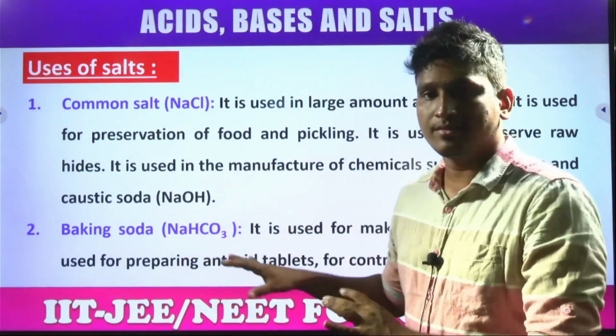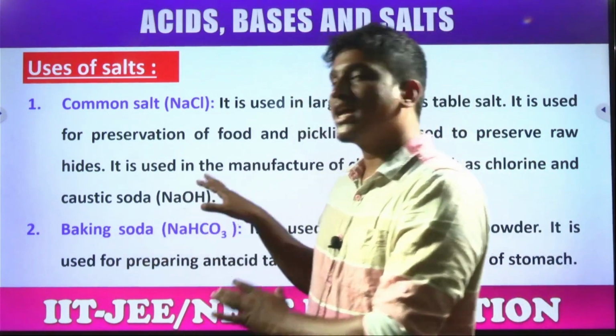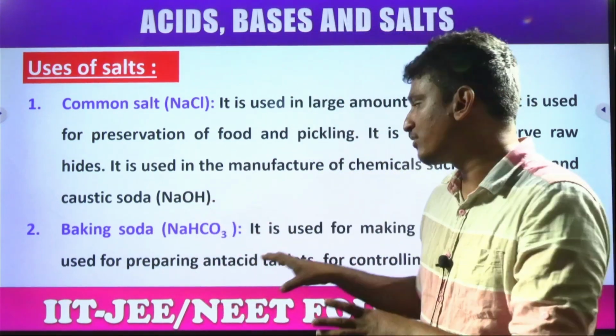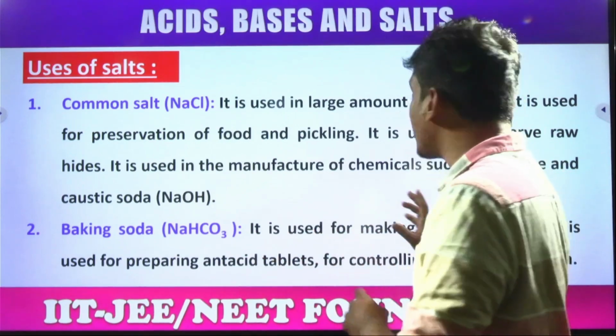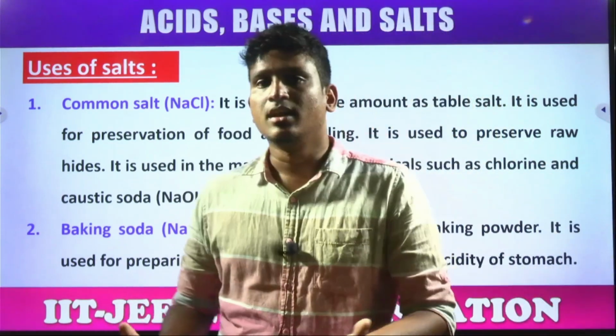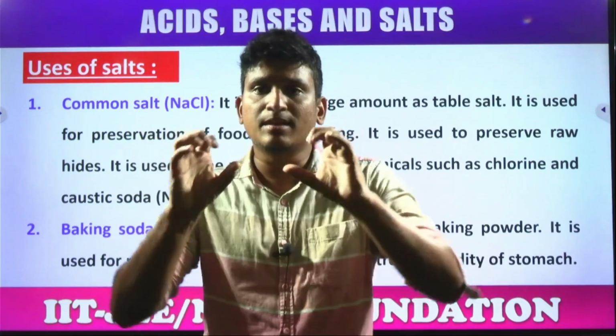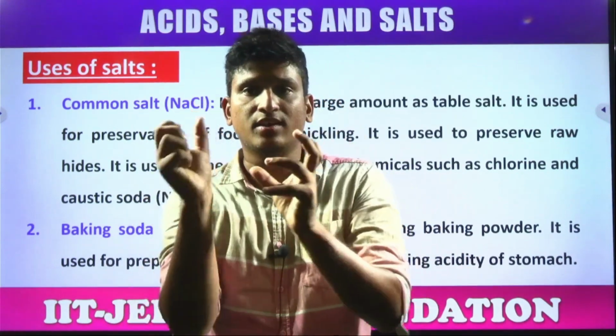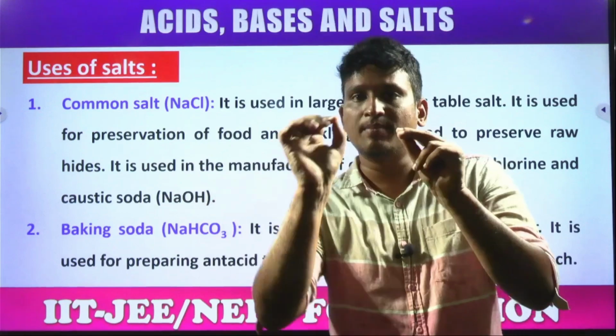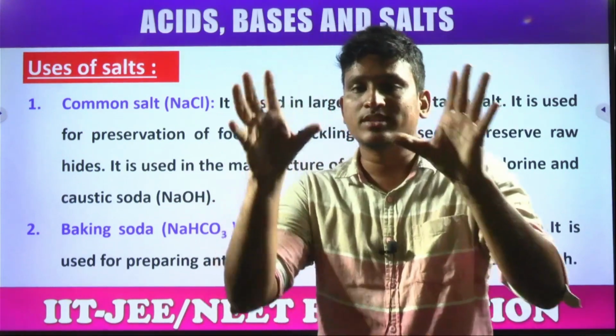Baking soda, this is also a famous compound in the market. Baking soda, NaHCO3, sodium hydrogen carbonate. It is used for making baking powder, for cooking purposes, students. When we add this powder, we can get that fluffy kind of bread. Yes or no? Why? Because gas is released, creating small holes in the bread or cake.